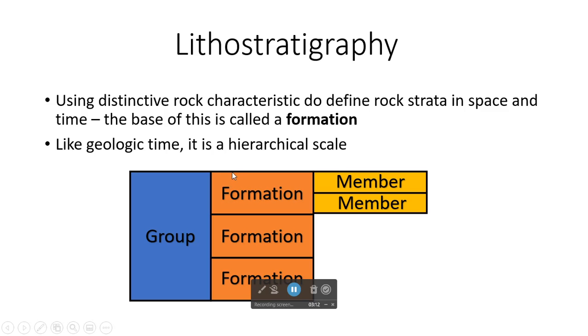And like geologic time, lithostratigraphic units are divided into a hierarchical scale. So in this case, we have our base layers which are formations, but multiple formations can make up a group. And formations can also be subdivided into members. So our largest would be our group, our intermediate size would be formation, and our smaller sizes would be our members. This is going to be important when you do your ashfall lesson this week and throughout the semester, so make sure you know that groups are made up of formations, and formations can also be made up of distinctive layers called members.